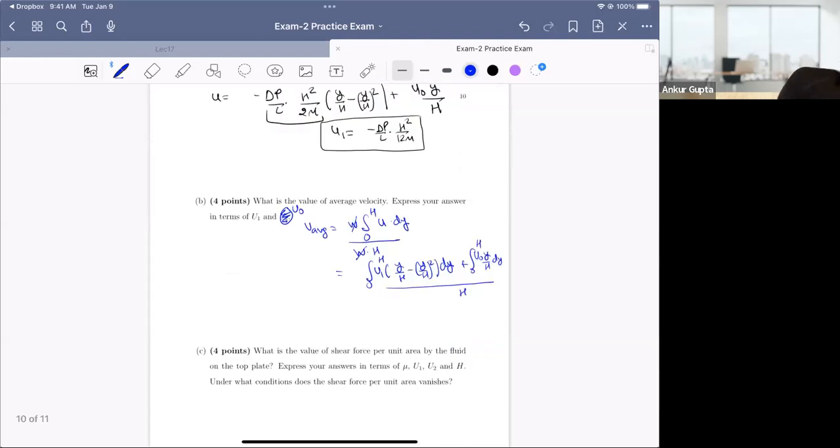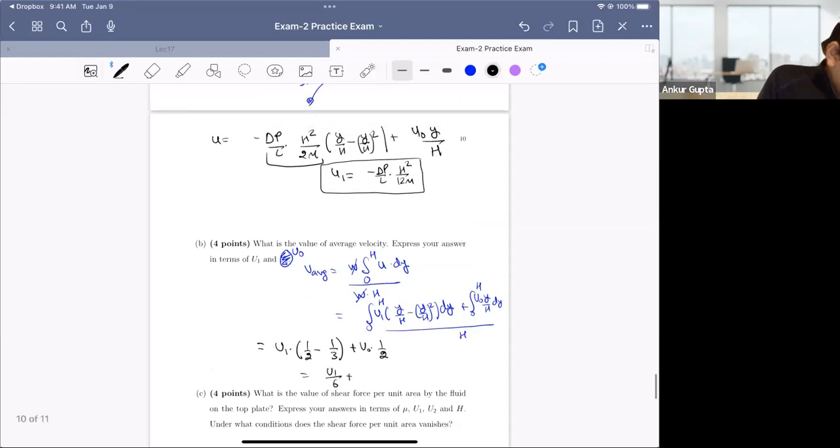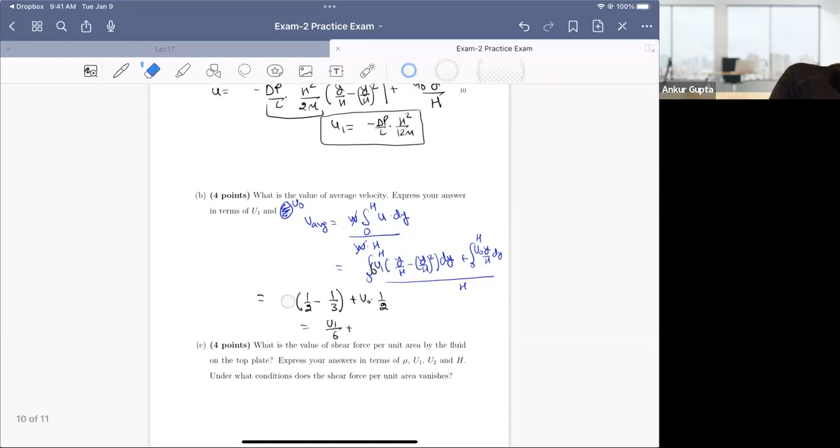So what we really get out here is u1 into, if you integrate this, it will become y square by 2h and y cube by 3h squared, so this will become 1 by 2 minus 1 by 3, plus u naught into half. So we get u1 by 6 plus. So actually there was a 6 u1 here, so apologies. So there is a 6 u1 here, that's why I was a bit confused. So you get a 6 u1.